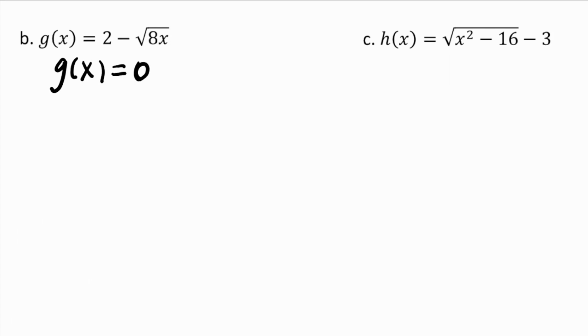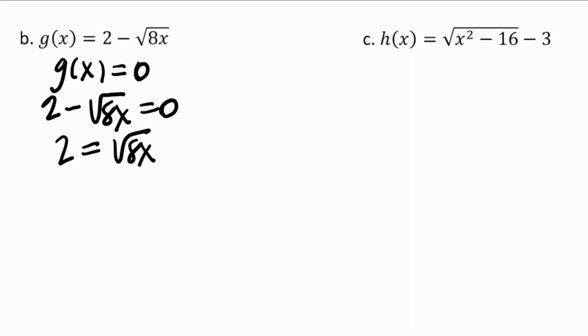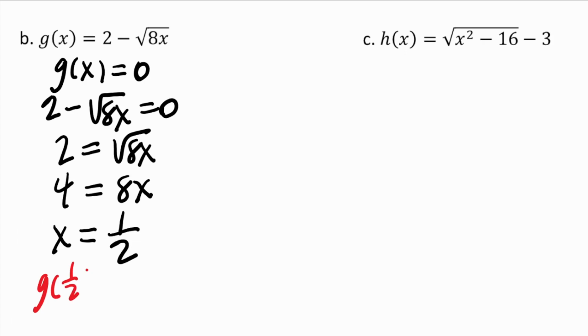But I'm going to solve this one the way that we're familiar with. If I'm finding the zeros, I'm solving the equation g of x equals 0. So 2 minus the square root of 8x equals 0, so 2 equals the square root of 8x. Square both sides, I get 4 equals 8x. Divide both sides by 8, and I get x is 4 over 8, or x is half. But since I squared both sides, I need to check my answer. So g of 1/2 equals 2 minus the square root of 8 divided by 2, which is 4, and that is equal to 0, so that's good. I've got a zero.